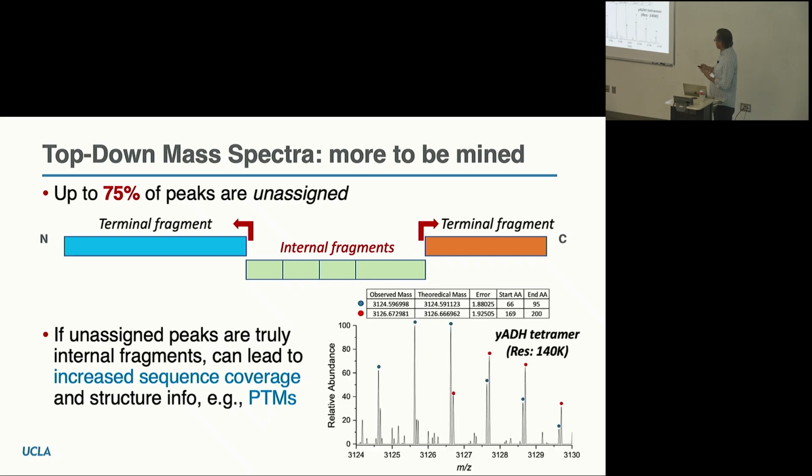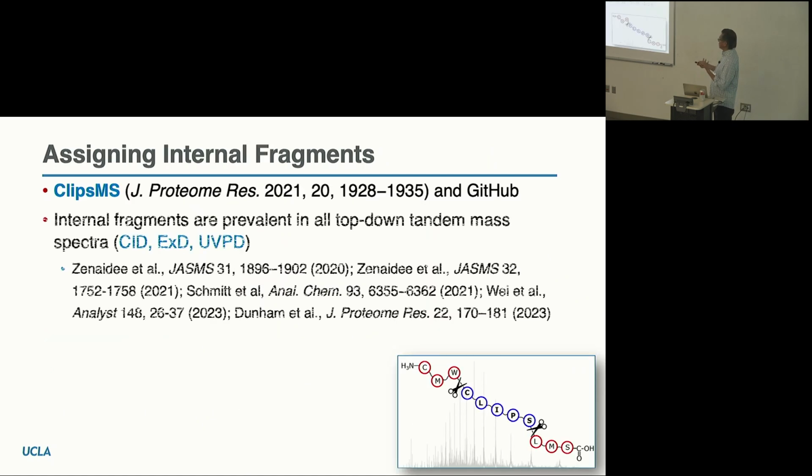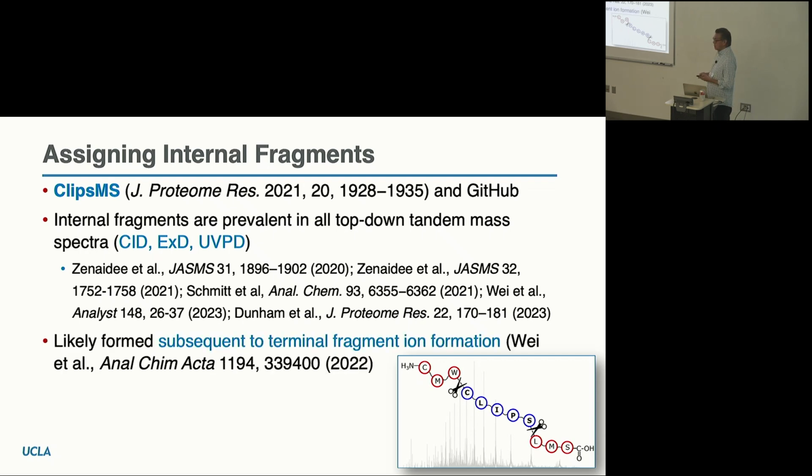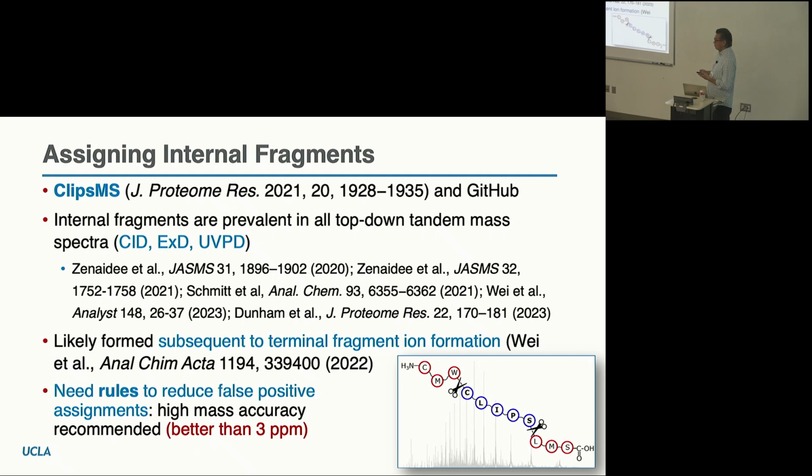But we need rules. We need super high resolution. We need super high mass accuracy so that we don't have any false positive readings in our assignments when we do these experiments. So during the pandemic, we wrote a program called CLIPS MS. It's available on GitHub. Anybody can download it. And we've studied all the major forms of activation and dissociation methods used in top-down mass spectrometry: UVPD, ECD, ETD, CID, etc. They all form internal fragment ions. And so we're trying to use this information to develop rules on how to assign internal fragment ions and apply them for sequence coverage.